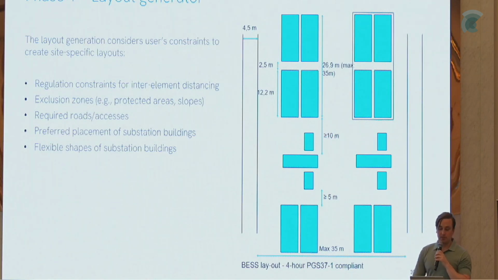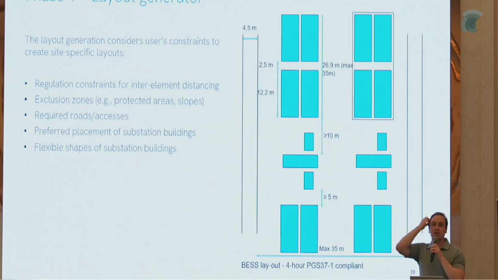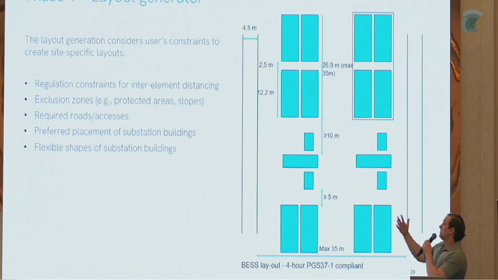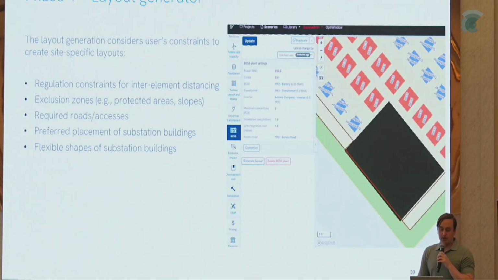So the layout generator looks at regulation constraints and exclusion zones, which are basically protected areas. It looks at required access roads, access to the buildings, fire hazard implementations, and maybe it could also look at some flexible shapes of different buildings. And the generator basically takes these constraints into account. What are the exclusion zones?